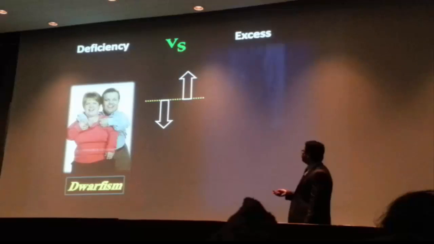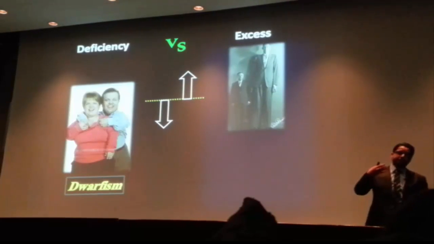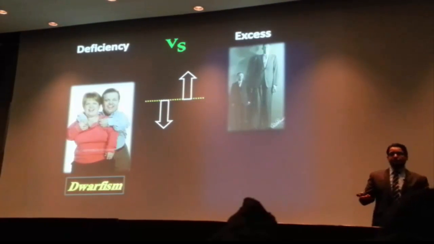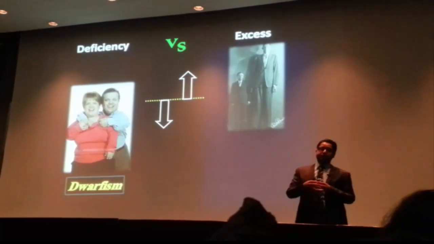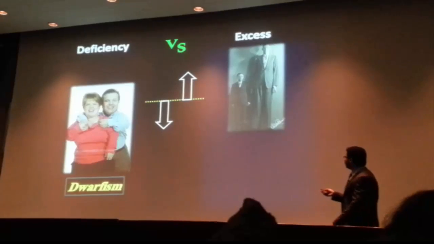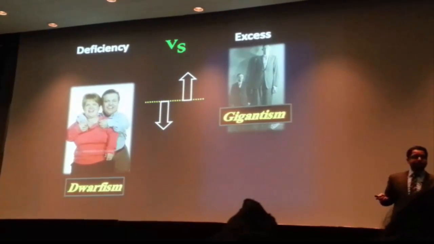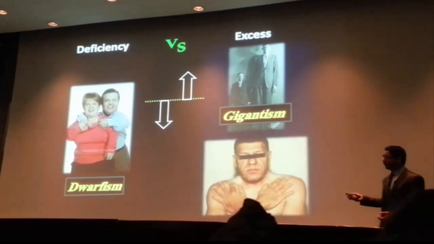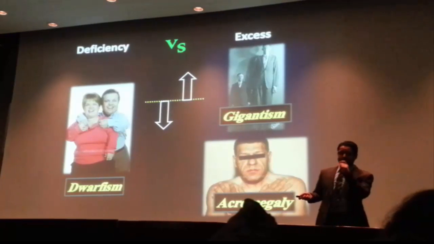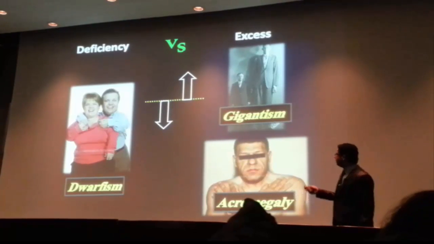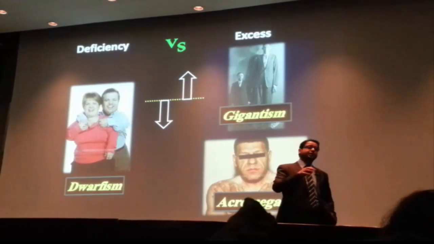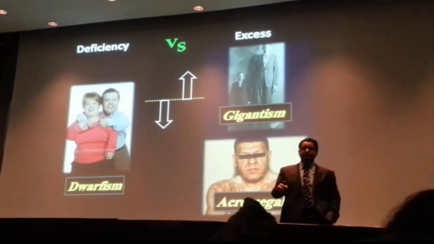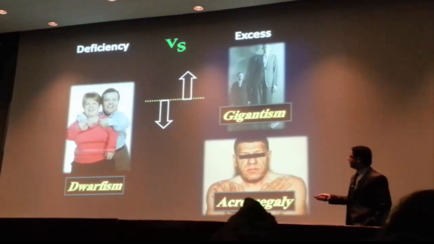But at the same time, we have cases of excess of the growth hormone, and it depends on the age of the onset. We might have the gigantism cases versus the acromegaly cases, depending on when that excess happened in the patient. You know this, right?